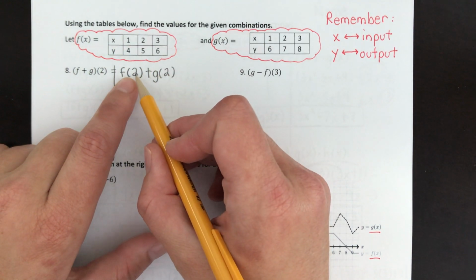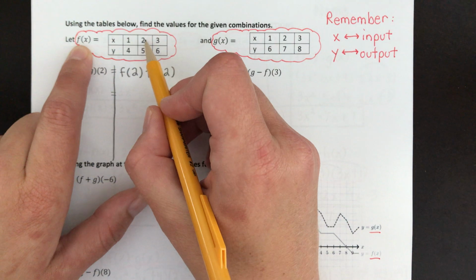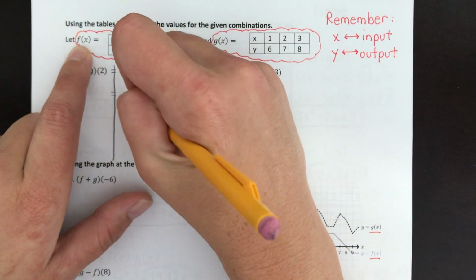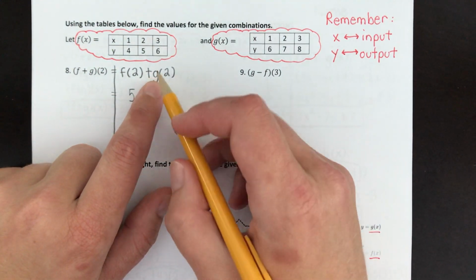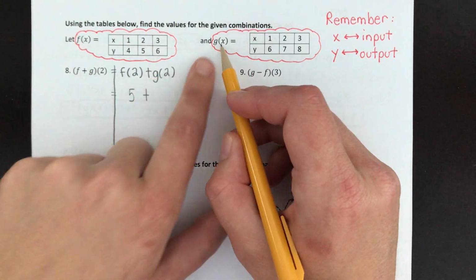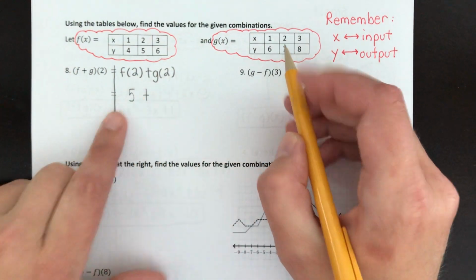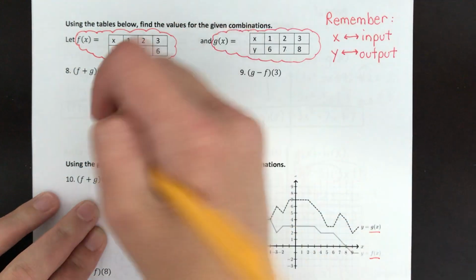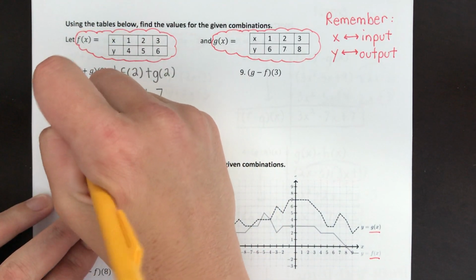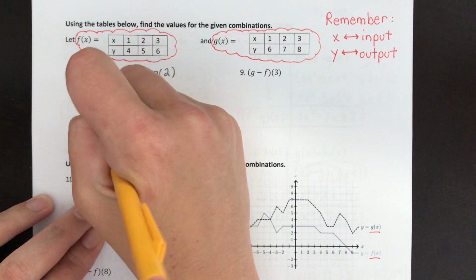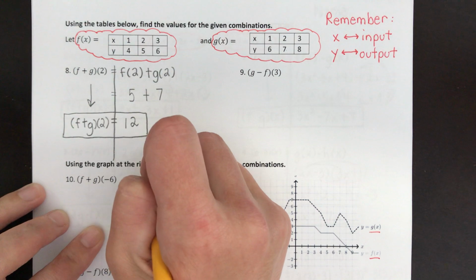We want the output. So f is this table here. F of 2, our input is 2. What's the output? Oh, it's 5. Drag down the plus, and then we want g of 2. So g is the table we're looking at. Come over here. Our input is 2. We want the output, which is 7. So 5 plus 7, which is 12. Yes, I'm serious. That's it. We're done. Can you believe it? Told you it's going to go fast. Okay, so that's number 8.